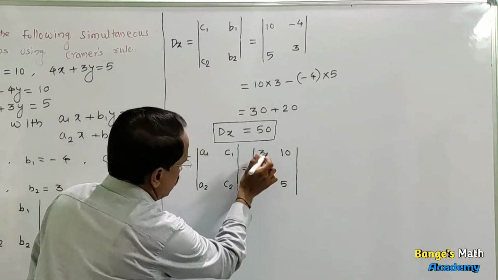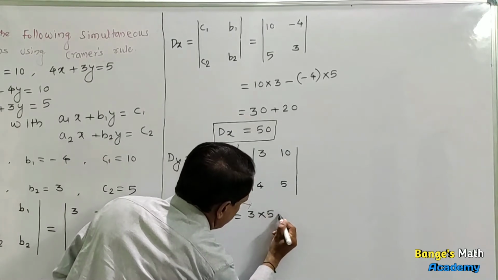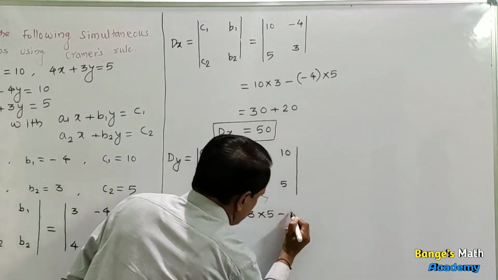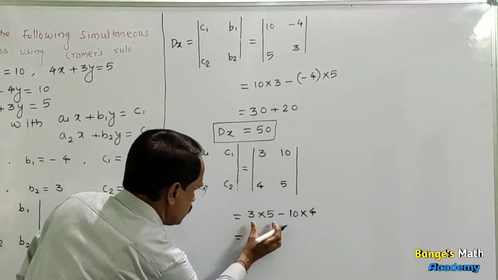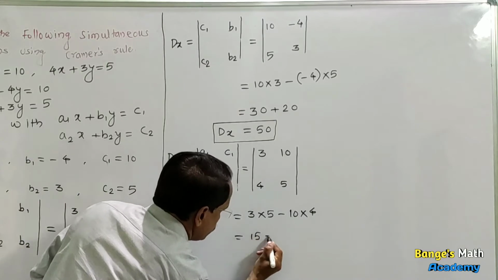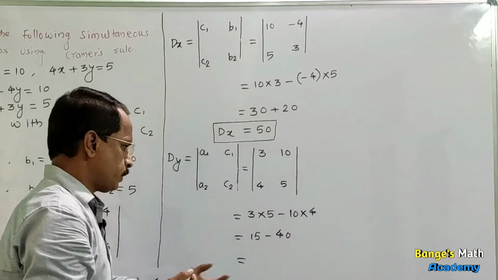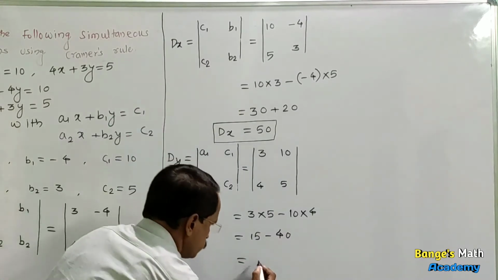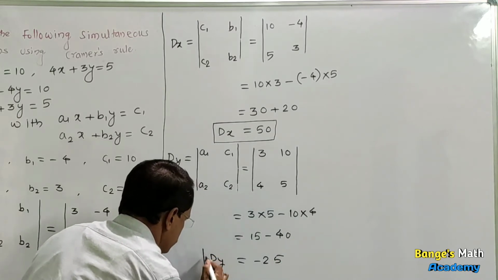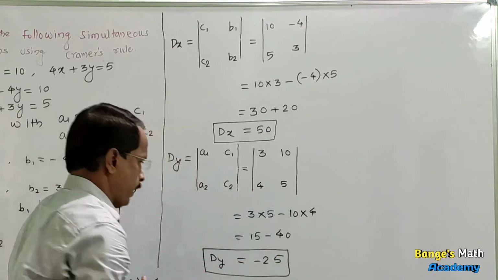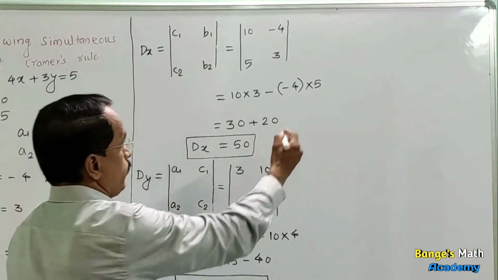Simplify this. The product of 3 into 5 minus the product of 10 into 4 is equal to 3 into 5, 15, minus 10 into 4, 40, is equal to the subtraction of this, 15 minus 40, minus 25. So we get the value of dy. Then we have to find out the values of x and y.